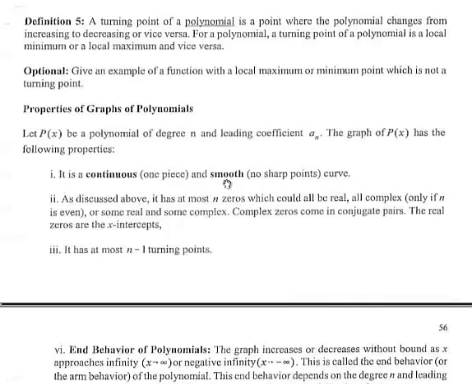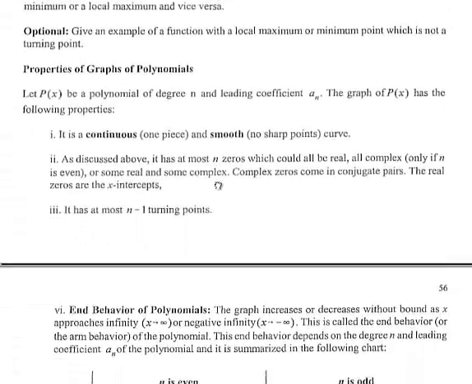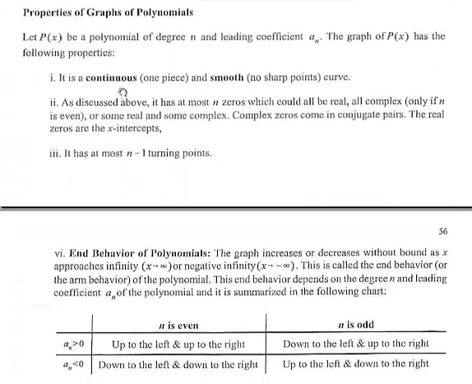It is continuous and smooth. There's no breaks in it. There's no sharp points. It's one solid piece. It has at most n zeros, which could all be real, all complex, some real, some complex, and so on and so forth. The real zeros are x-intercepts. It has at most n minus 1 turning points.